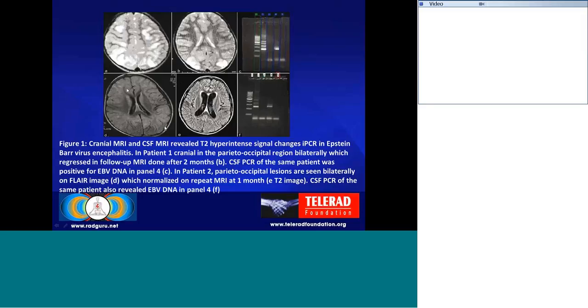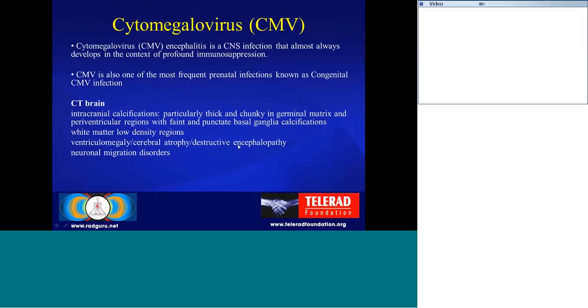So this is the patient. We see another patient who, after 2 months, has an abnormality involving the parietal occipital lobes. We do a follow-up MRI of the FLAIR images, which demonstrates no abnormality, whereas the CSF study indicates that the Epstein-Barr virus is still present. So the follow-up MRI is very important in cases of encephalitis to see whether a patient is regressing or progressing, or there is a significant resolution of abnormalities.